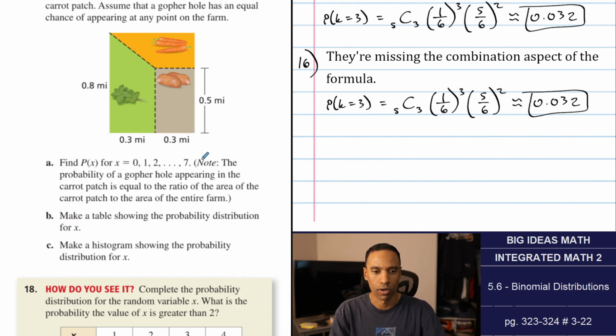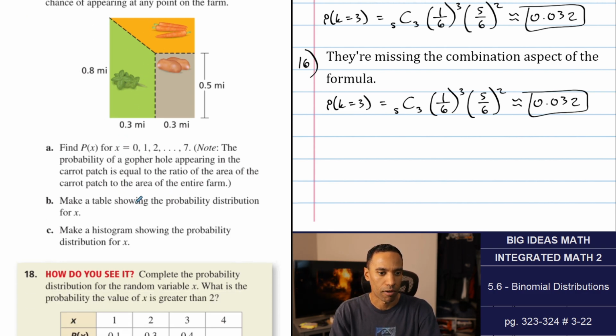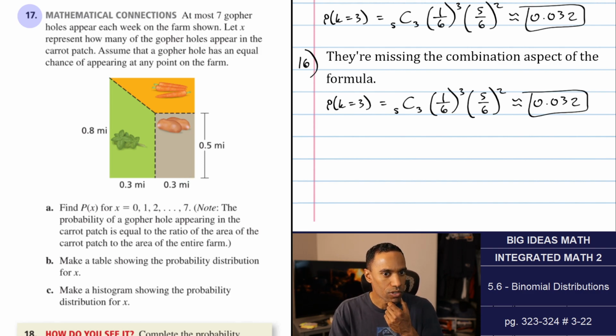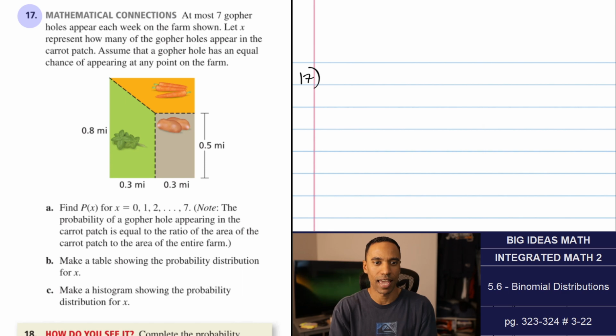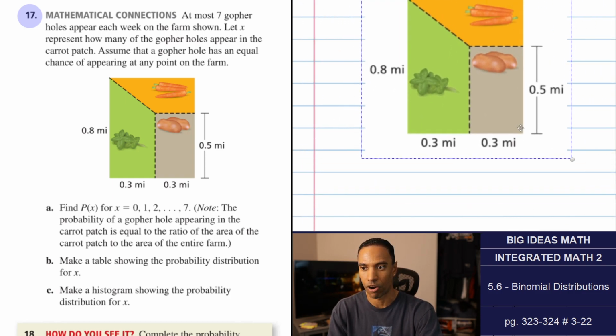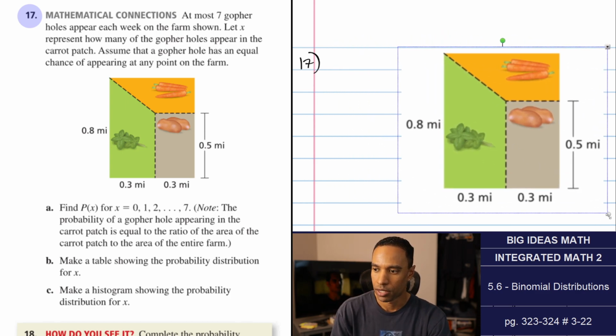The probability of a gopher hole appearing in the carrot patch is equal to the ratio of the areas. Oh yeah, that's what I was saying. So you find the areas. Make a table showing the probability distribution, and make a histogram. Okay, so yeah, X was the number of gopher holes? Yes, it was. So I'm going to start the next page. Let's go to number 17. And let's first find the area. I'm going to copy and paste this diagram. Let's find the area of the carrot patch, and then the area of the whole thing, and find the probability of landing in the carrot patch itself. Okay, so let's do it over here.